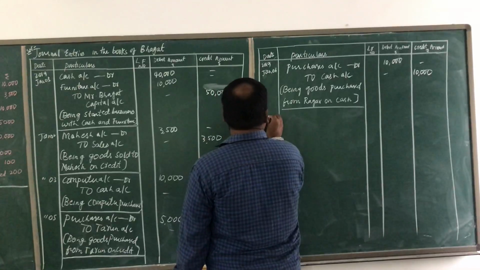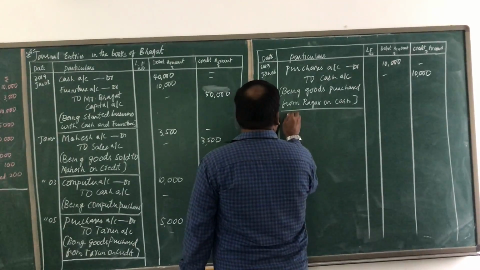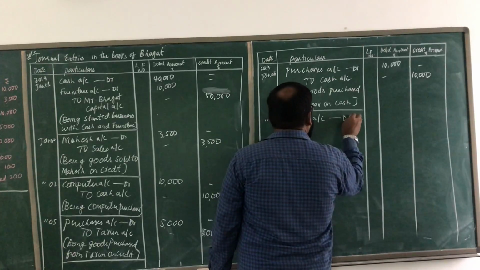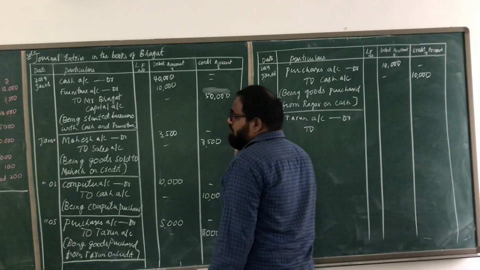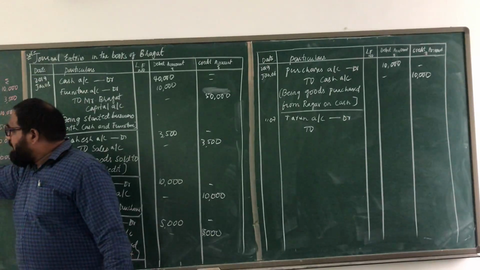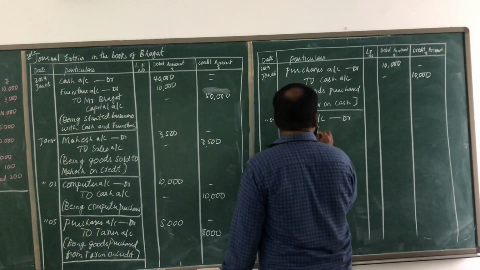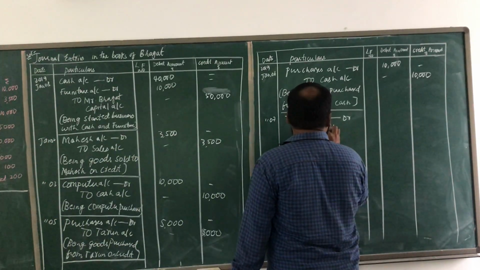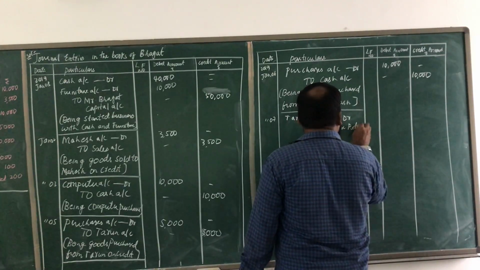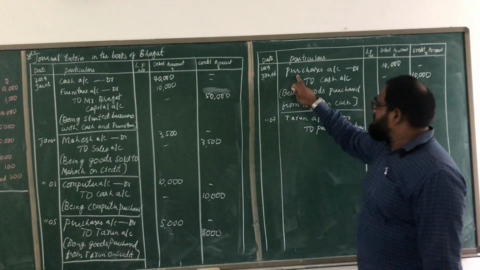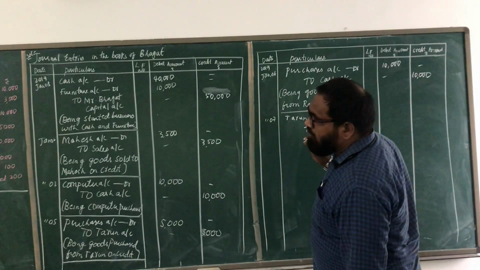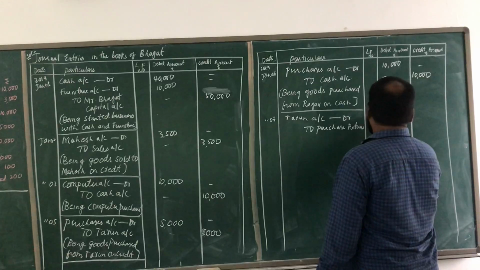The date is January 7. Tarun account debits to. If we are purchasing goods, we write purchases in the debit. Now we are returning goods, so we have to write to purchase return in the credit. To purchase return. Always remember, purchases is always debit and purchase return should be credit only. The amount is 1,000 rupees.